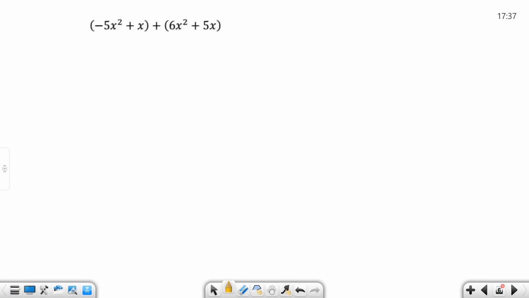So here, negative 5x squared plus x, and then plus 6x squared plus 5x, are these built the same? Yes, there's x squared and x, and then x squared and x. So I'm going to come down here, negative 5x squared plus x, and 6x squared plus 5x. And then I'll say, okay, this 6x squared is positive, so I'm going to put a plus there. So then when I combine these, the signs are different. What do I do? I subtract. 6 minus 5 is 1 x squared.